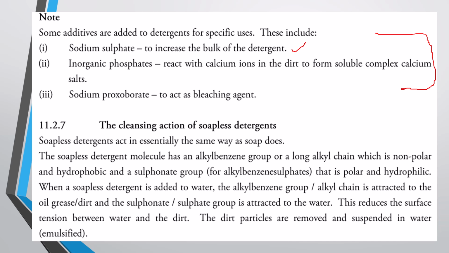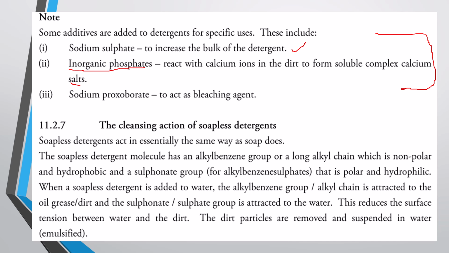We also add inorganic phosphates, and these inorganic phosphates are the ones that are going to react with calcium ions in the dirt to form soluble complexes of calcium salts. And this is not the case with soap. So for detergents, we have inorganic phosphates within them that prevent scum from forming. And these inorganic phosphates are the ones that react with the calcium ions to lead to formation of soluble salts that prevent formation of scum.